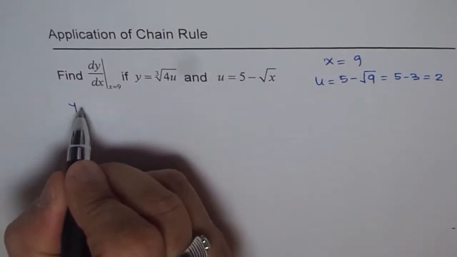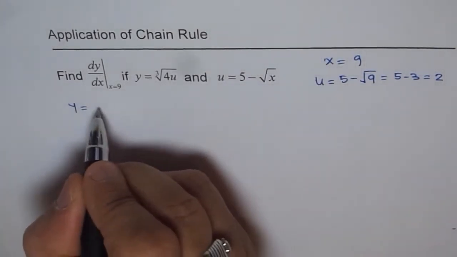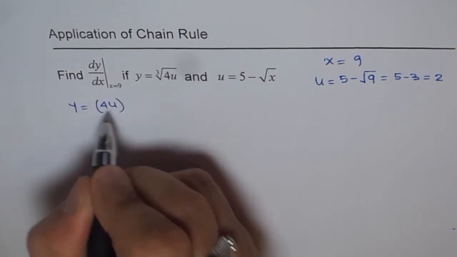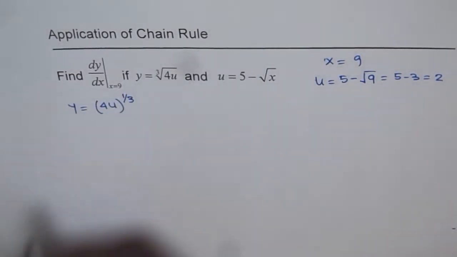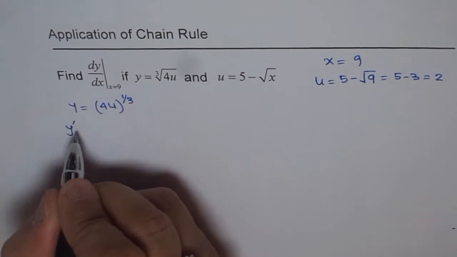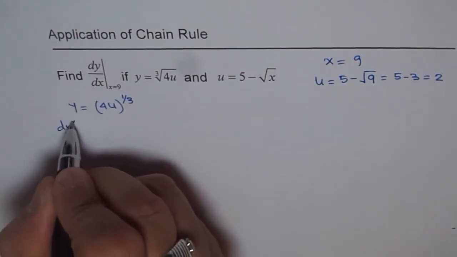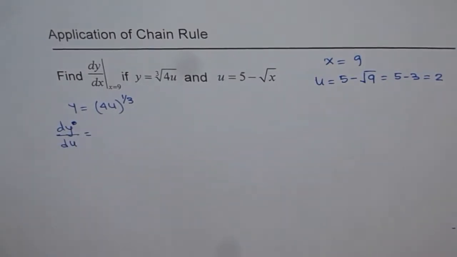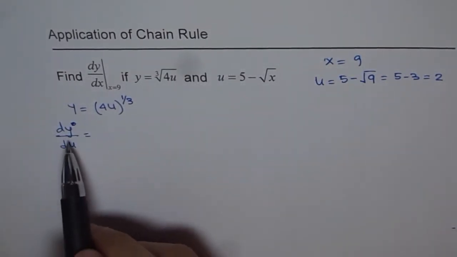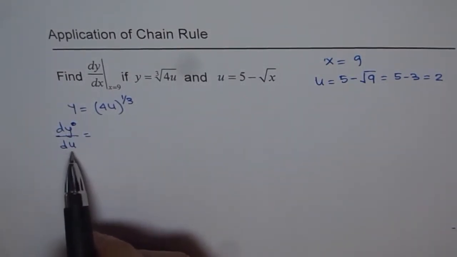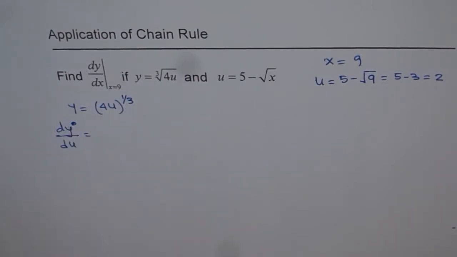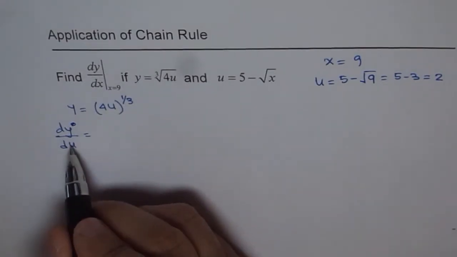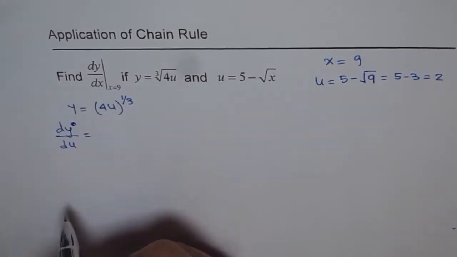We are given y equals, so I'll write this as (4u) to the power of 1/3. That's the cube root, right? So y dash, I should not write y dash. Let me use Leibniz notation, dy/du. You will understand the advantage. I know we are differentiating y with respect to u. If I write y dash, you don't know whether it is with respect to x or u, correct? There is a confusion. So this is a better notation to use in chain rule.